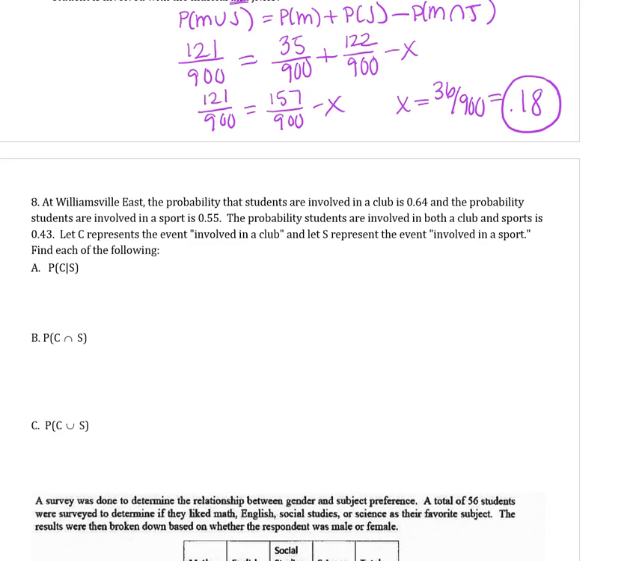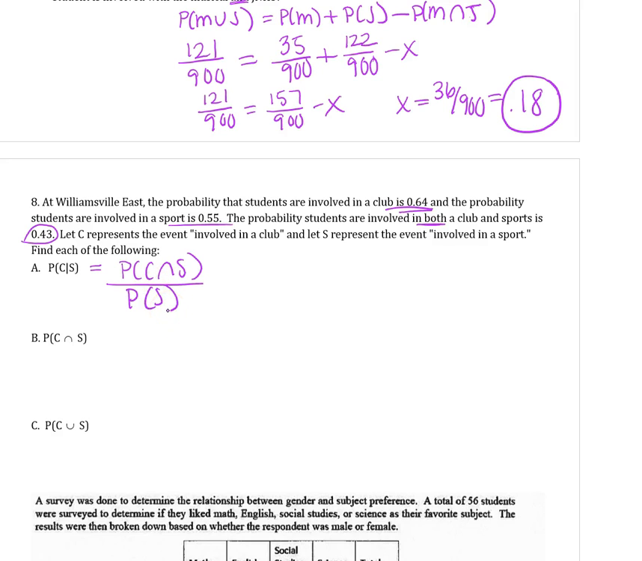Okay, at Williams-Weiss, the probability that students are involved in a club is 0.64, and the probability they're involved in a sport is 0.55. The probability that they're involved in both a sport and a club is 0.43. Let C represent involved in a club and S represent involved in a sport. Find the following. Now, if you're trying to find a conditional, you could write out a whole two-way table, or just know your formulas. Probability of C given S is the probability of both of them divided by whatever's given.